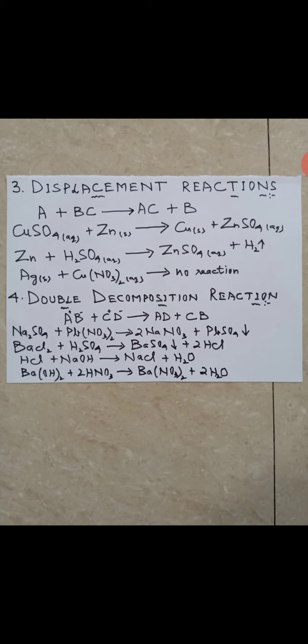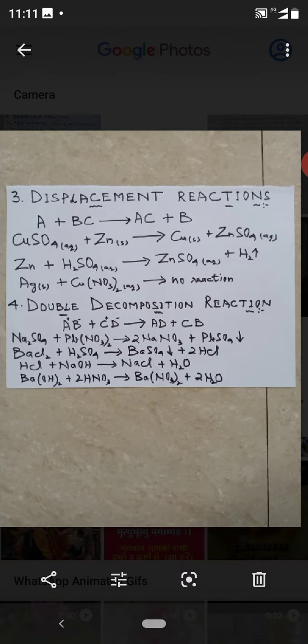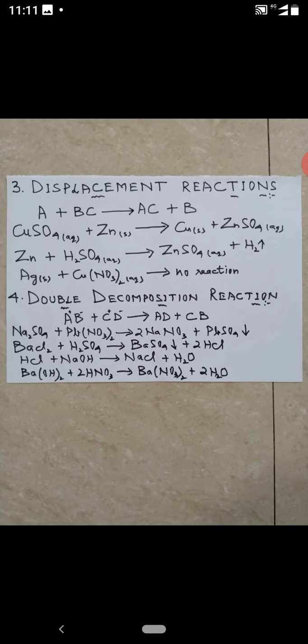What you can see there, I have given A plus over B minus, and C plus over D minus. So A reacts with D and B reacts with C. Got it? That is, it forms AD plus CB. The ions are interchanged. Got it?